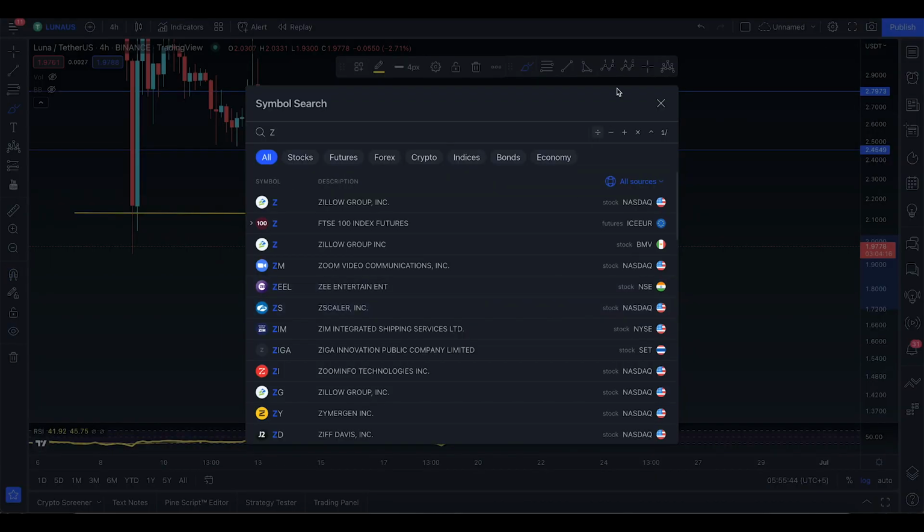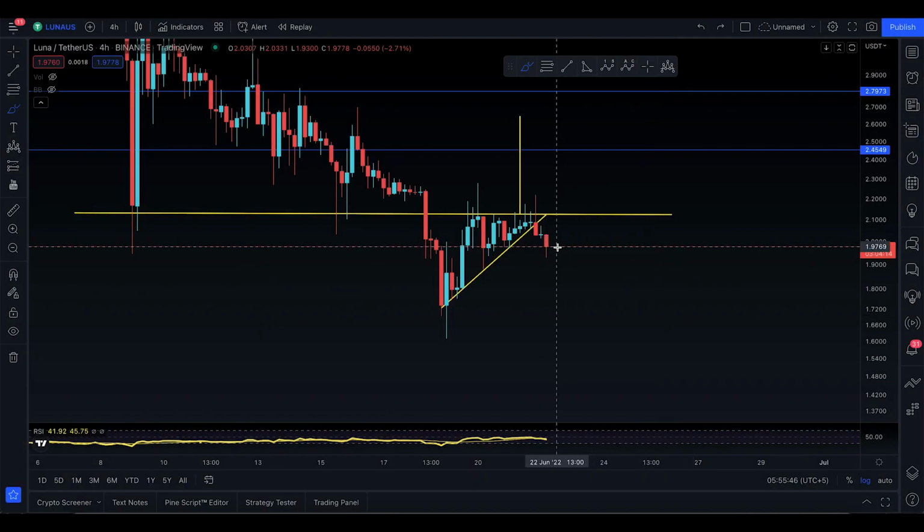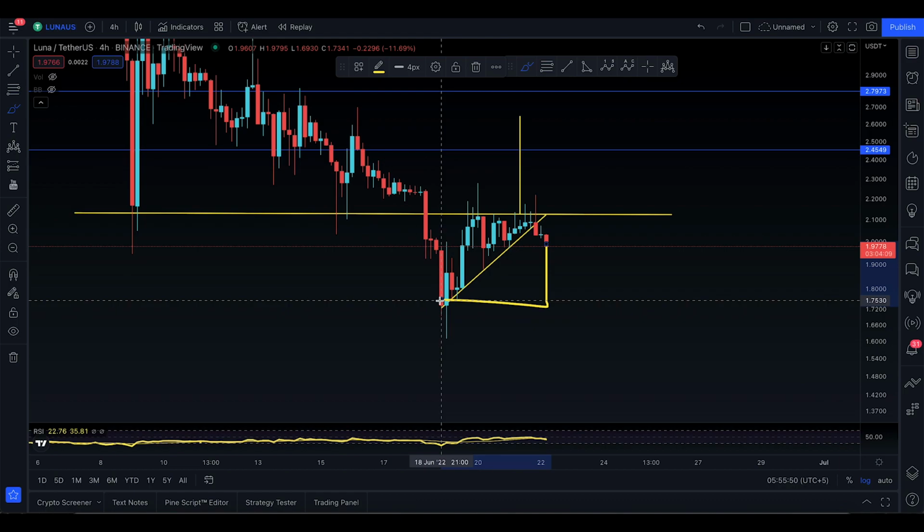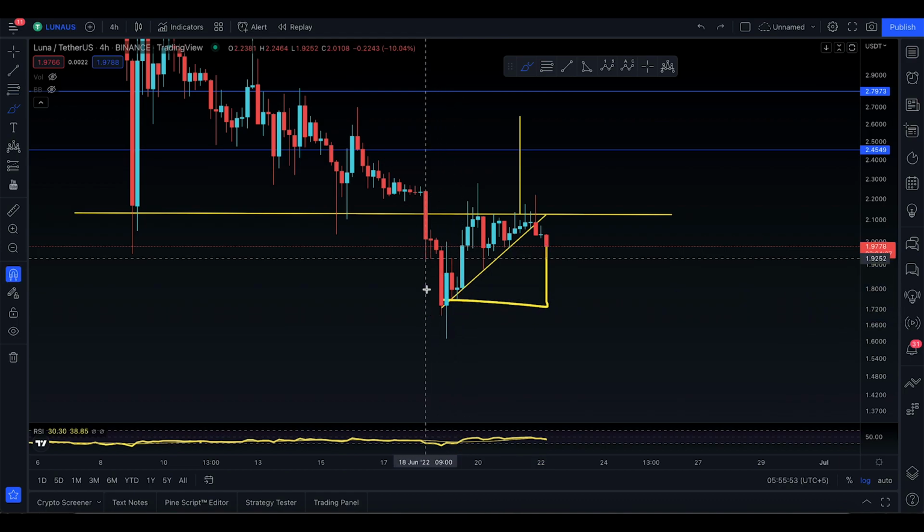$1.7183. Yes, so that's the technical target. Actually, it's a technical target because where you form the triangle is where you're actually supposed to drop, and this is going to be your target.